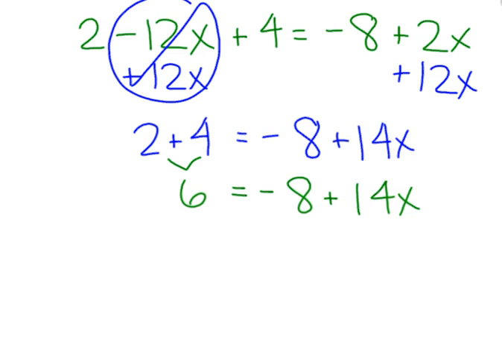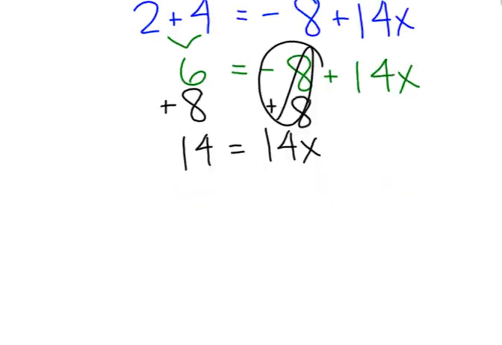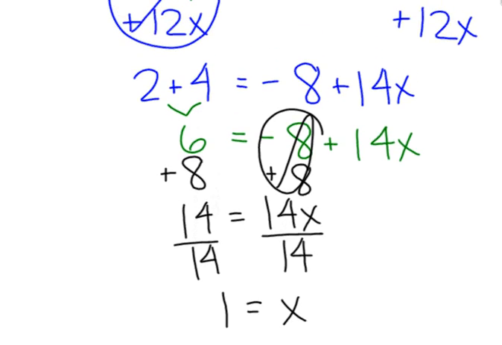And now it's just a 2-step equation. So I've got 8 negatives with 14x. So to get rid of or cancel out 8 negatives, we're going to add 8 positives to each side. So we have 14 equals 14x. And from there, divide by your coefficient to get 1 equals x. And since we got a whole number, this one would be pretty straightforward to go back and plug in for the check it step, but I'll leave that for another time.